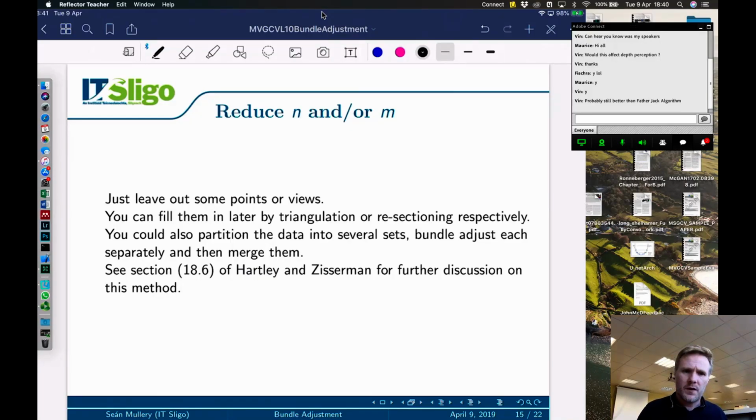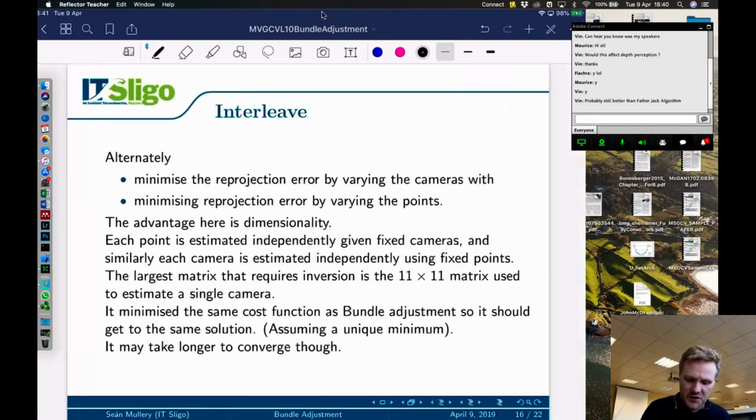So you can have a look at the Hartley and Zisserman book if you ever come across this and you want to go through it in more detail. They come up with a much larger discussion on that method in section 8.6.